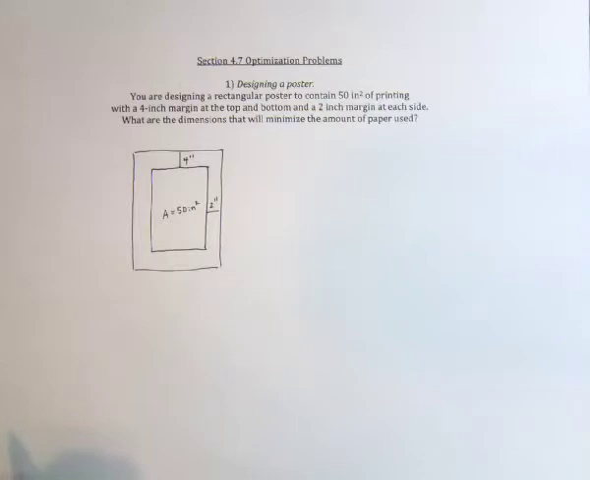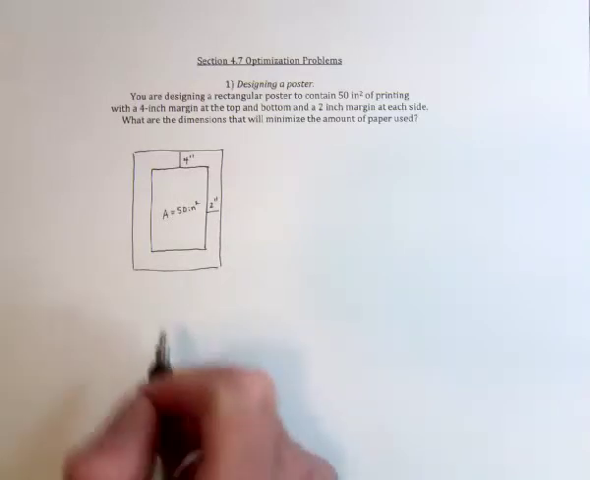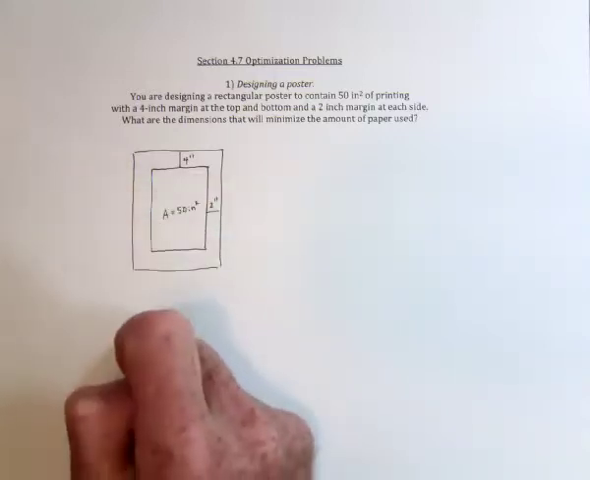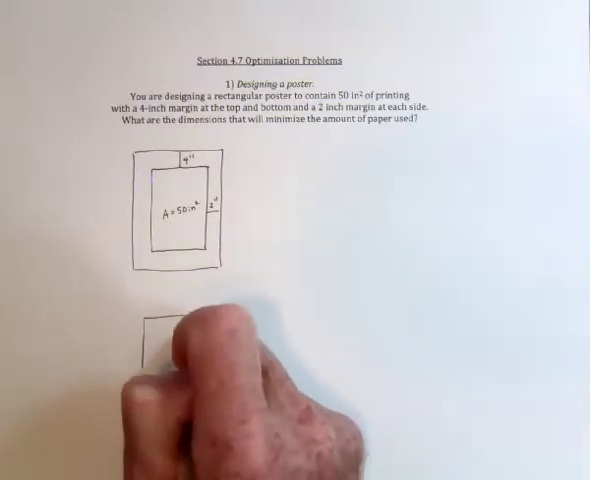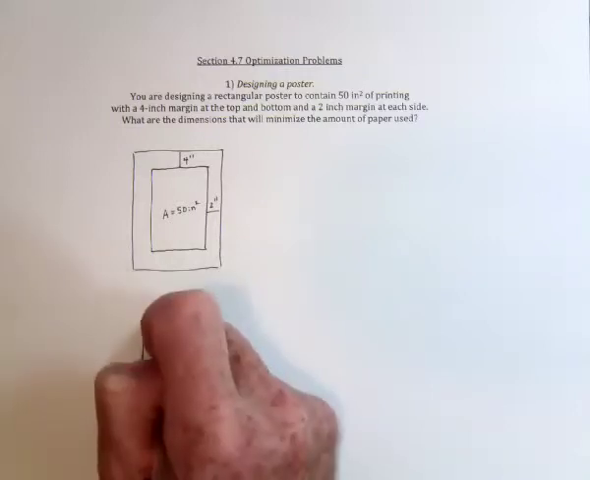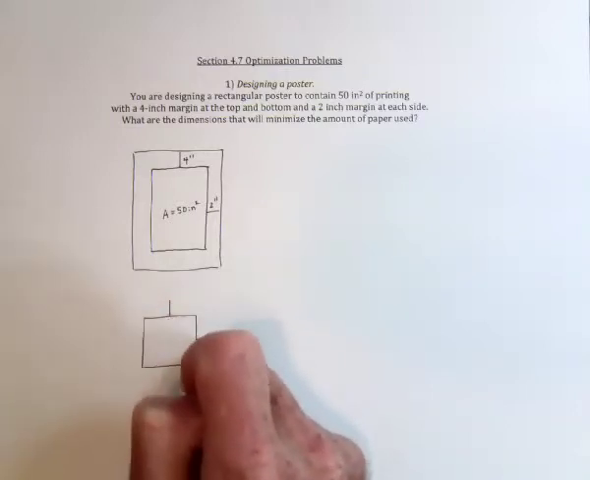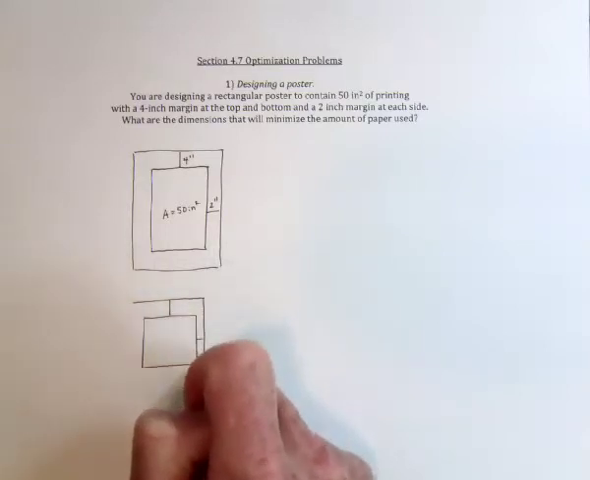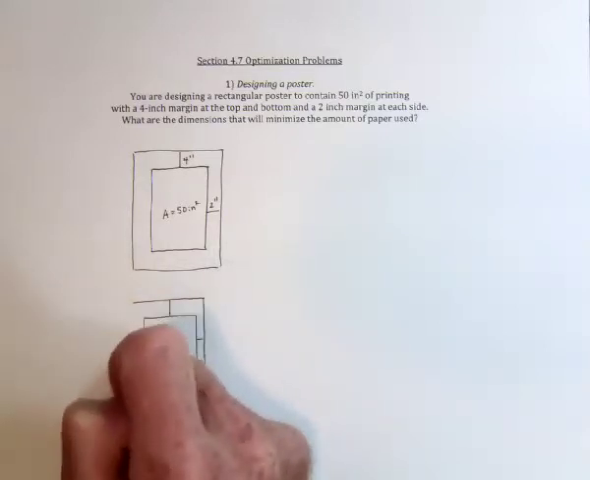So then, if you want to minimize the amount of paper used, well, the idea is with this inside area, you could make it a square with square root of 50 for each side. And then you put a 4-inch margin there and a 2-inch margin there, and you've got your poster, which would end up being a rectangle.